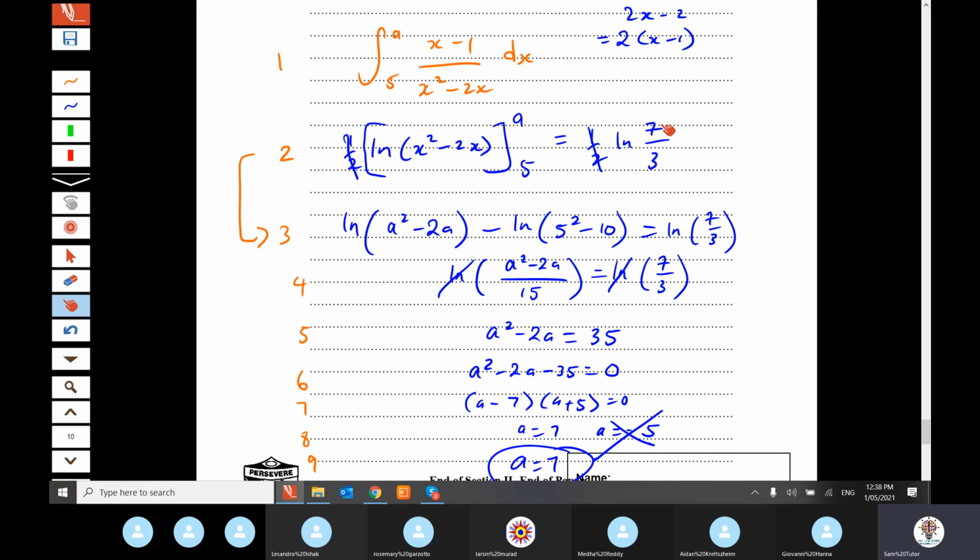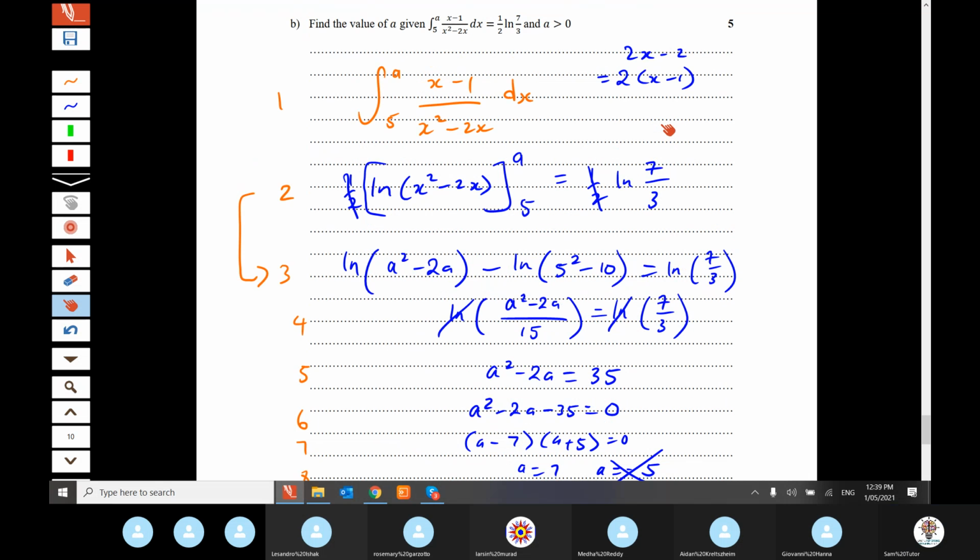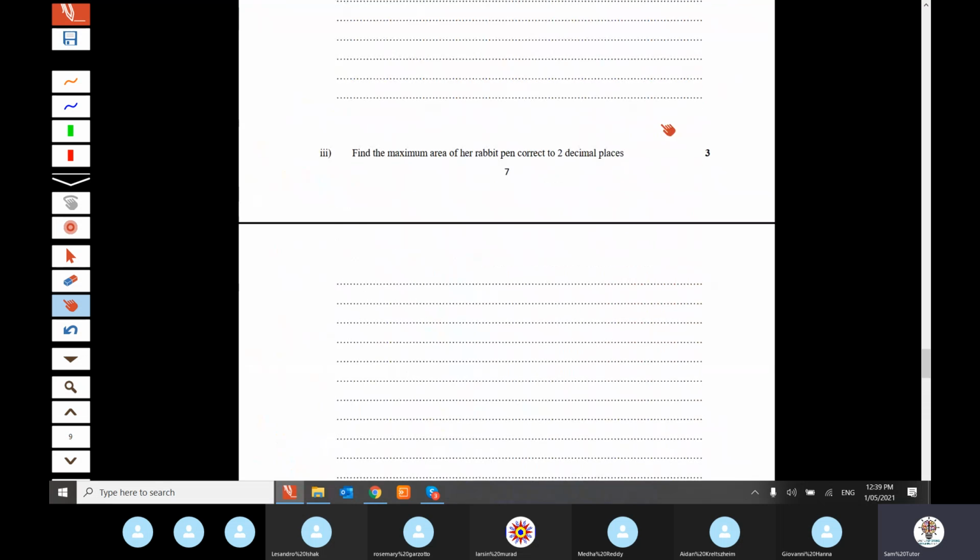Okay. Last one, what about you? What line until you get to line 9? 5. So even at 4, logs cancelling out. No problems. Okay. Anything else from that paper? Otherwise, it's a pretty straightforward paper. As you can see, it wasn't a big one. Just the second assessment task.